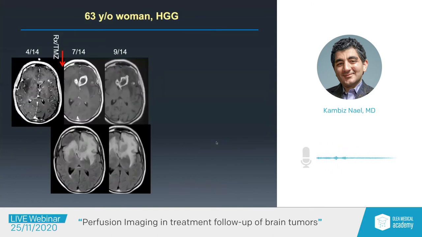Another patient, this was a patient with high-grade glioma. I can see that this patient was biopsied. These are T1 post-contrast images. This was a diffuse infiltrative glioma with multiple areas of enhancement in the corpus callosum on the other side. So it was not a resectable lesion. So this was treated with radiation and temozolomide.